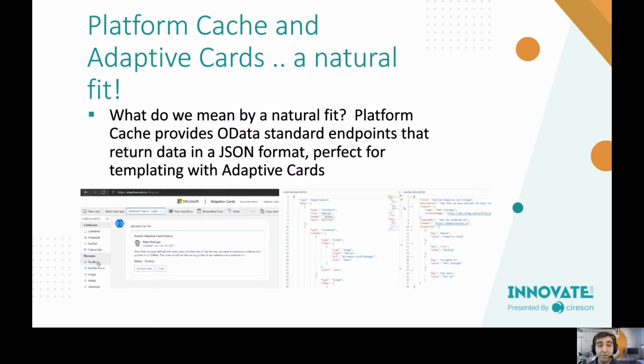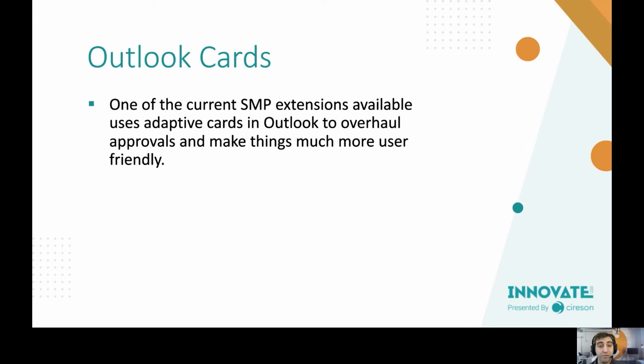This also makes it a natural fit to work with Platform Cache and the OData API that it exposes. Since Platform Cache does expose that OData compliant endpoint that provides data in a JSON format, we can create a single card and inject our data from Platform Cache to render unique cards without extra overhead. Cherry actually has a great presentation on how to even further customize the Platform Cache and SMP to your liking, so be sure to tune into that presentation to learn more. So what use do we have for adaptive cards?